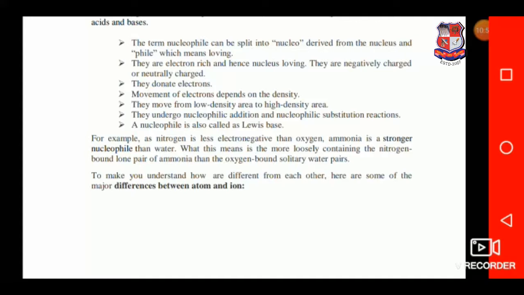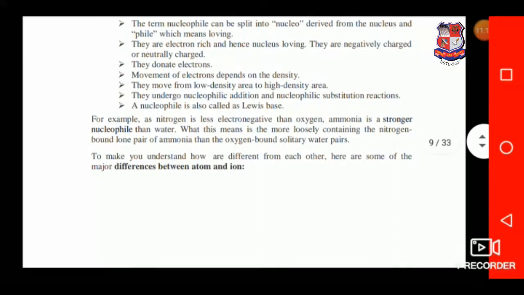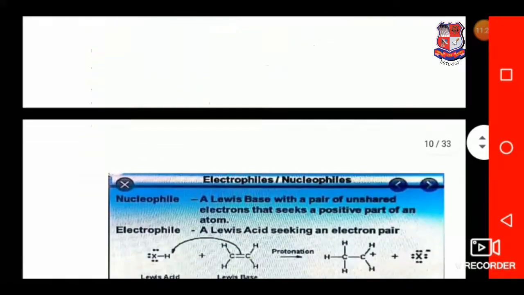For example, as nitrogen is less electronegative than oxygen, ammonia is a stronger nucleophile than water. What that means is that the nitrogen-bound lone pair of ammonia is held more loosely than the oxygen-bound lone pairs of water. To make you understand how they are different from each other, here are some of the major differences between them.